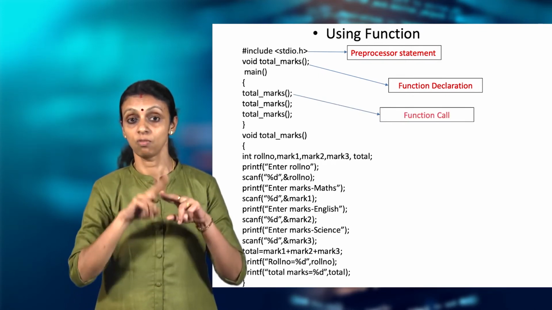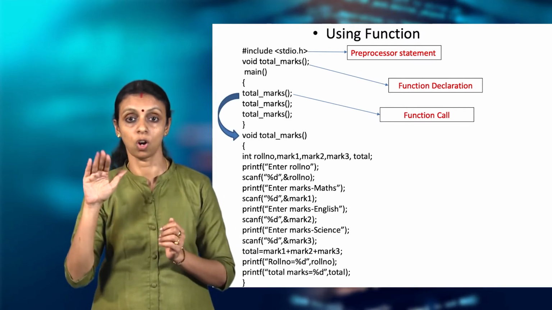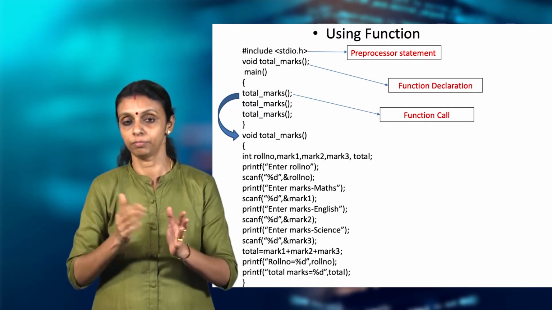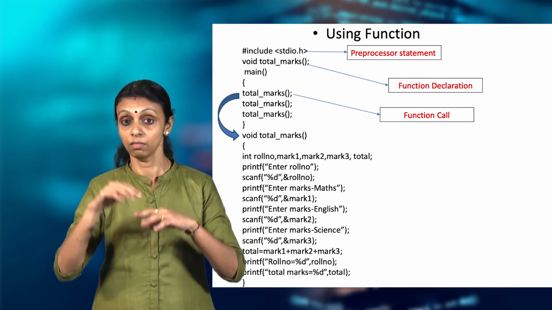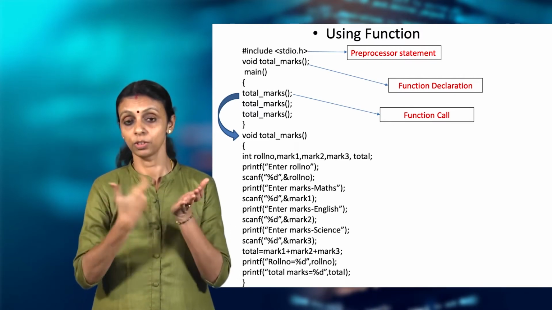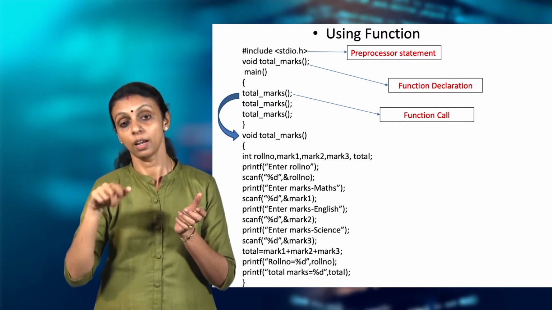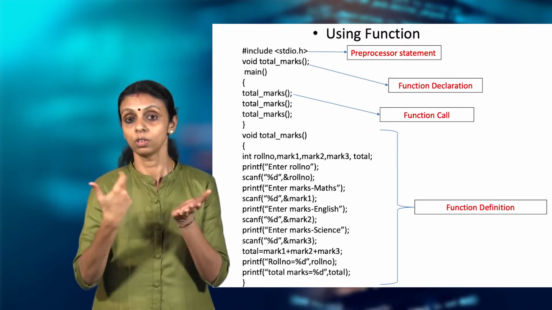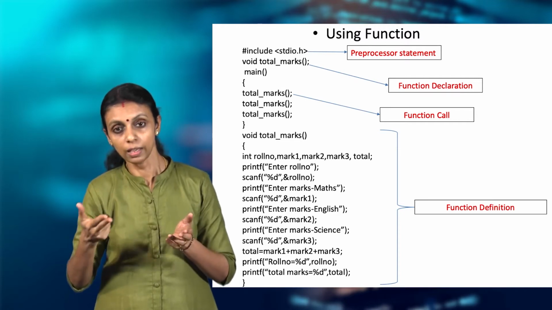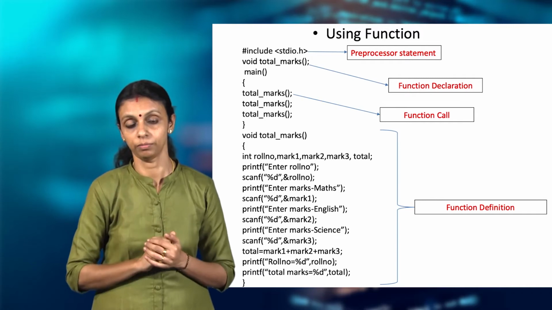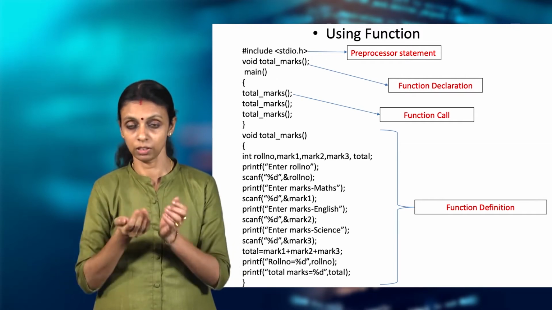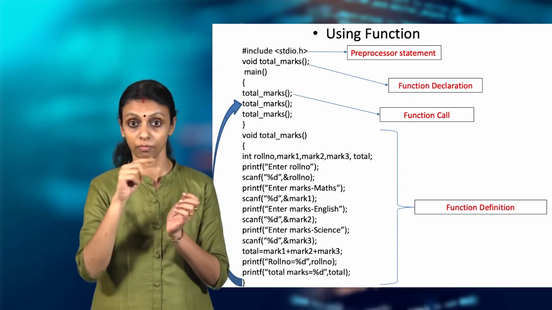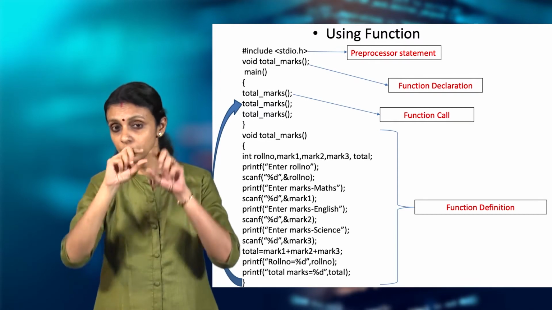This is a function call. That is, we are calling the function to execute. The function runs and accepts roll number and marks of one student and prints roll number and total marks. After executing the function, the next statement in main is executed. That is, the control goes back to main.